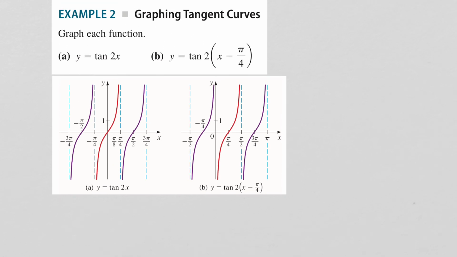For the other one here, we have y equals 2 times the tangent of x minus pi over 4. So again, the 2 is just going to make the period pi over 2, just like it did in this graph here. But the negative pi over 4 is going to shift it to the right pi over 4 units. So instead of going through the origin here, it's going to go through pi over 4, 0.